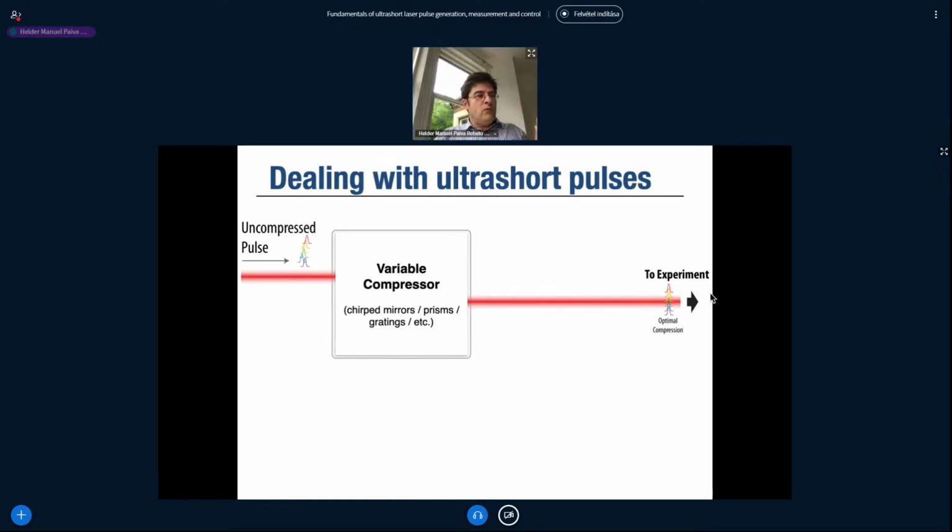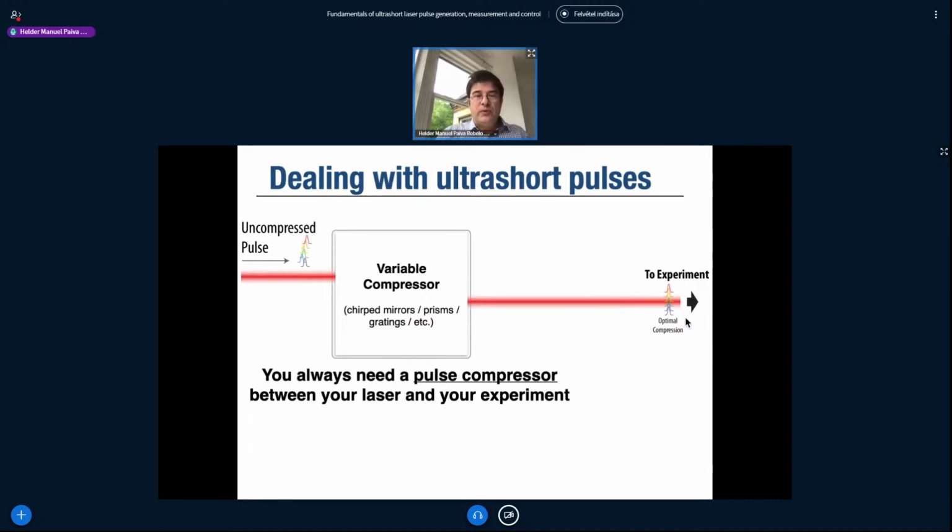So whenever you have an experiment which uses a laser pulse from the left, and here the experiment is on the right, you're going to be needing a compressor in order to compensate the dispersion of optics, of air itself, and make sure that your pulse is going to be compressed at the end. And you always need a pulse compressor. Otherwise, you're going to have dispersion and your pulse is not going to be short anymore.